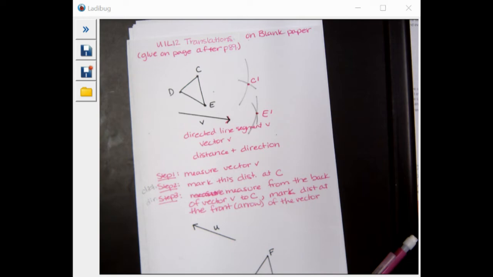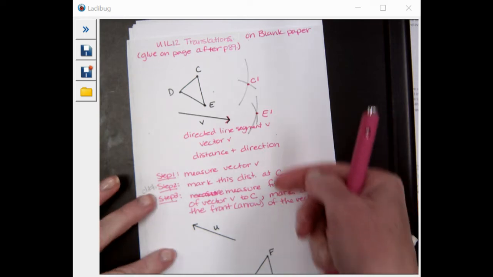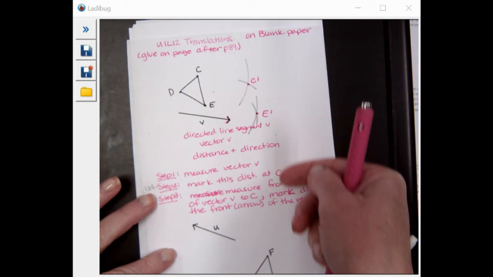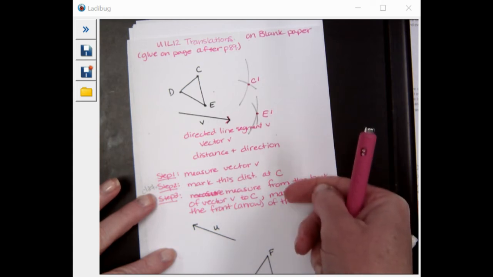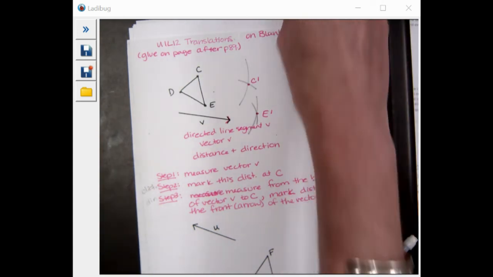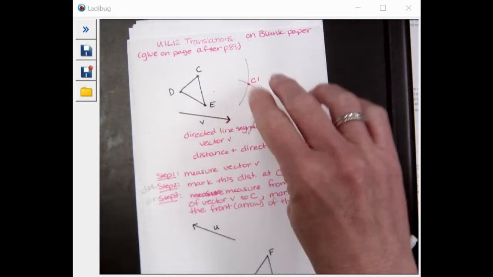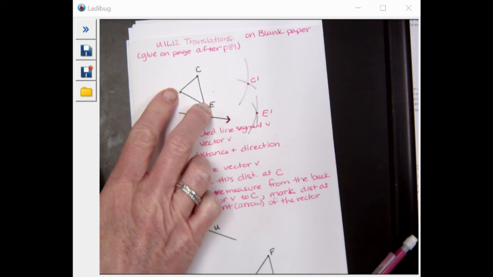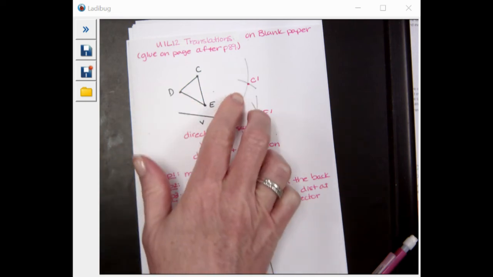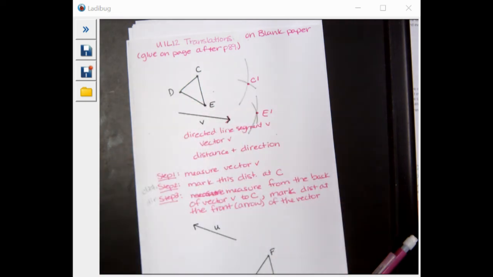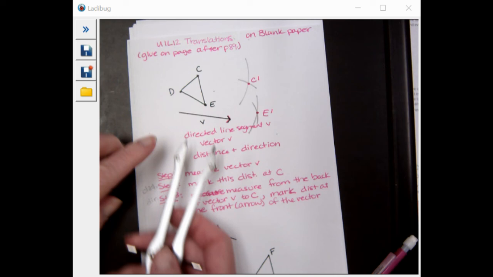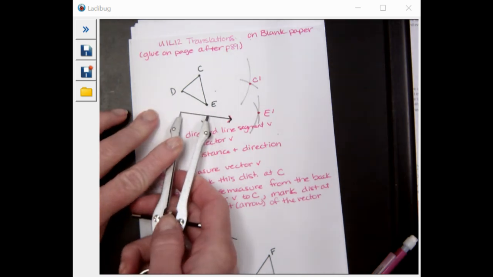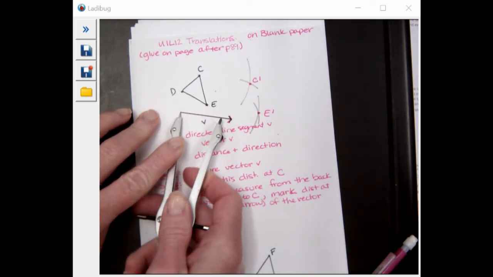So now you have 2 options for D prime. I do these 2 steps because I find them quick and easy. Once you get used to it, it goes very fast. You could use the distance from C to make an arc for D prime. You could use the distance from E to make an arc for D prime. Where they intersect is your D prime. We did something similar when we did reflections. But I'm going to keep this. It goes quick enough. I'm going to measure my vector V, but both methods work great.